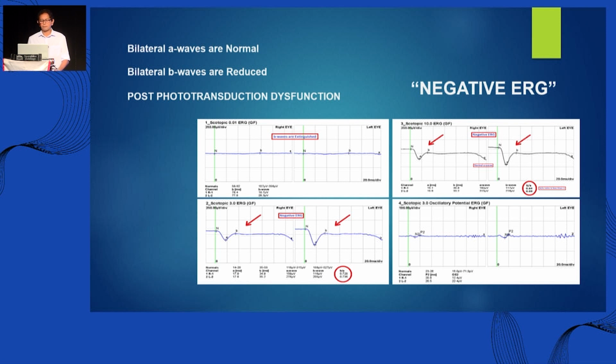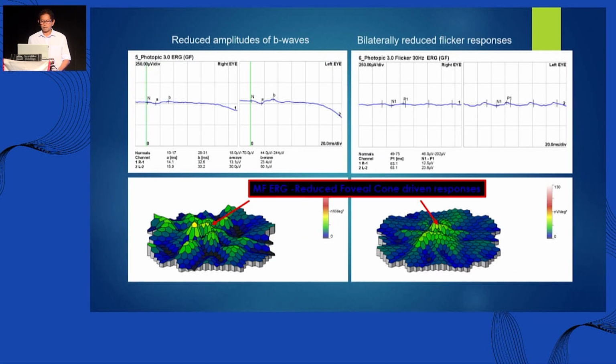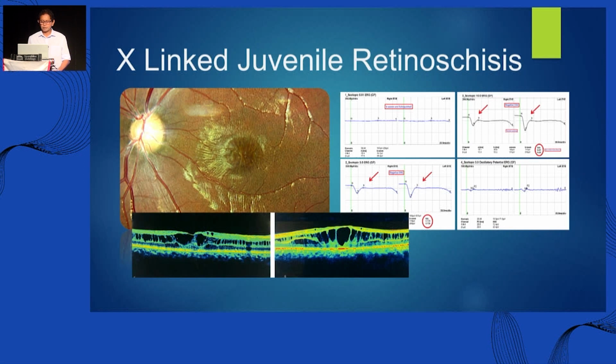This is typical of post-phototransduction dysfunction. The photoreceptors that give the A wave are normal, and the bipolar cells are abnormal. So there is no conduction beyond that. So this post-transduction dysfunction causes a negative ERG. So this is X-linked juvenile retinoschisis.